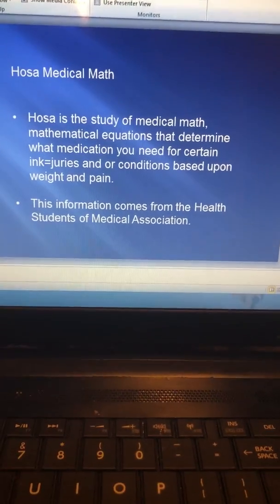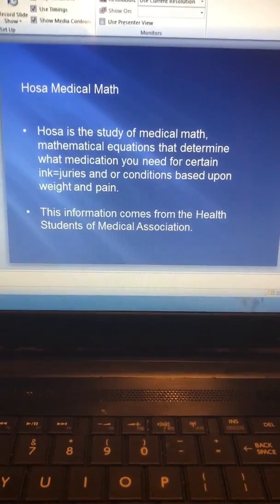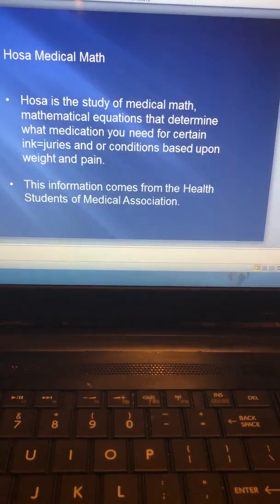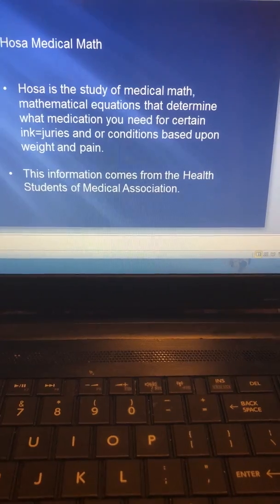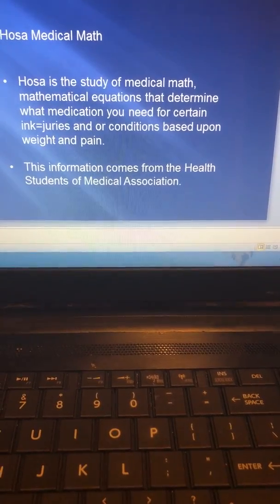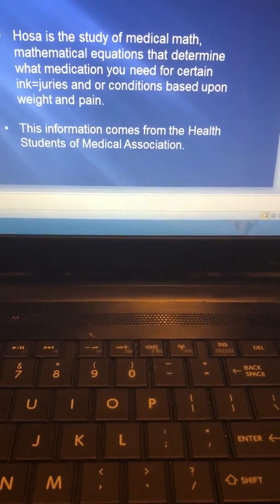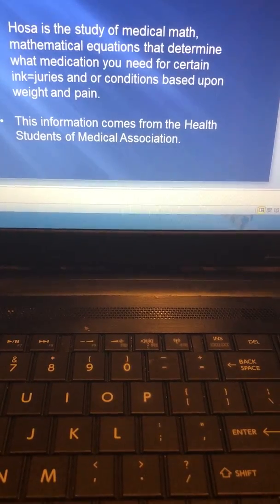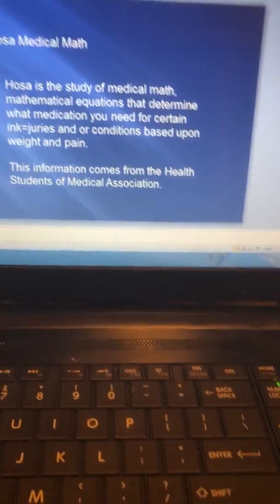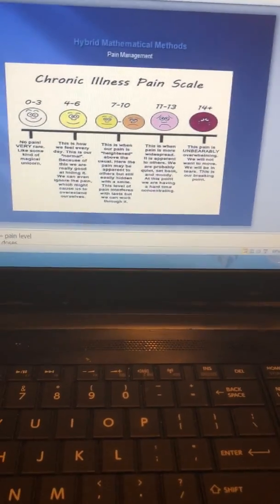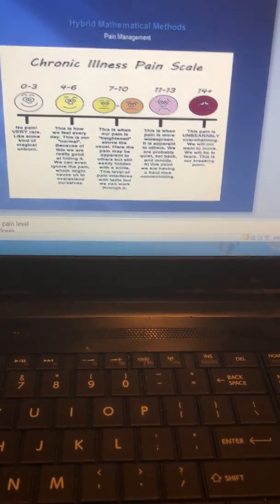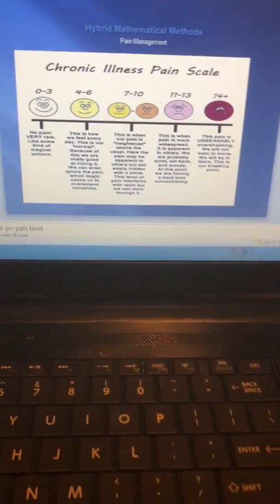Okay, and so the next thing we're going to talk about is the HOSA medical math. The HOSA is a study of medical math, mathematical equations that determine what medication you need for certain injuries and/or conditions based upon the weight and the pain. This information comes from the Health Occupations Students of America. And we're also going to talk about the hybrid mathematical methods, which use your pain system to prescribe the medicine for you.